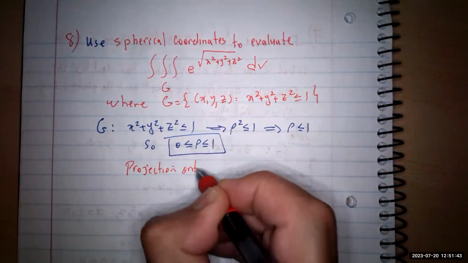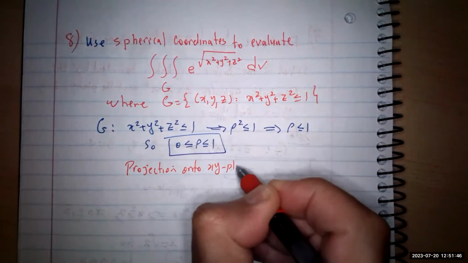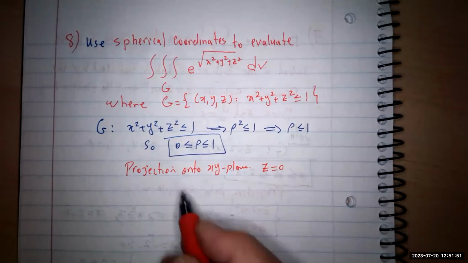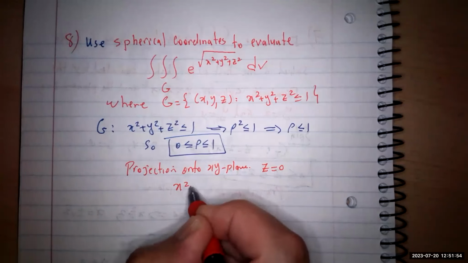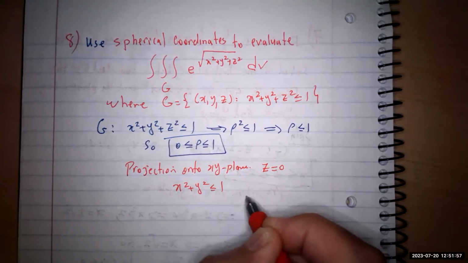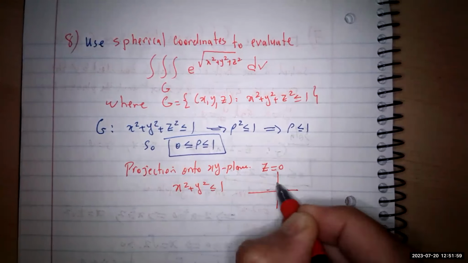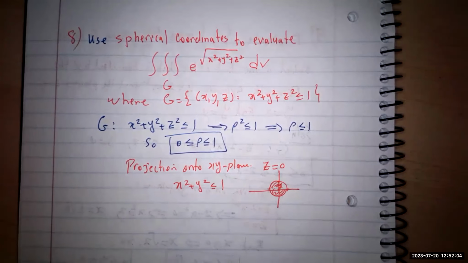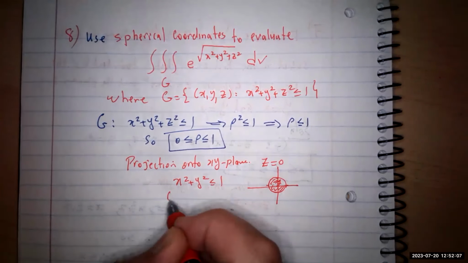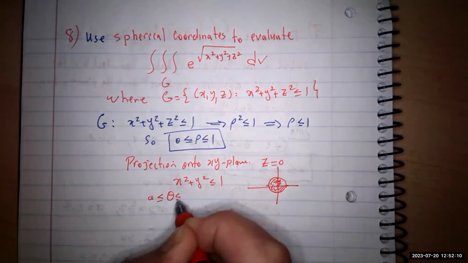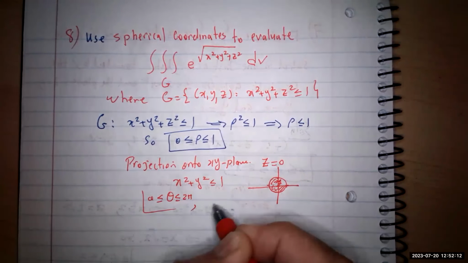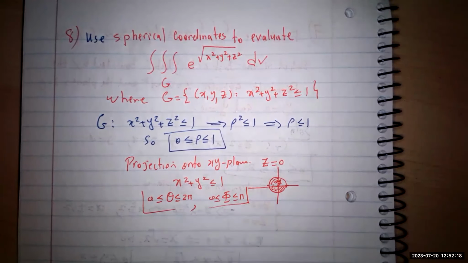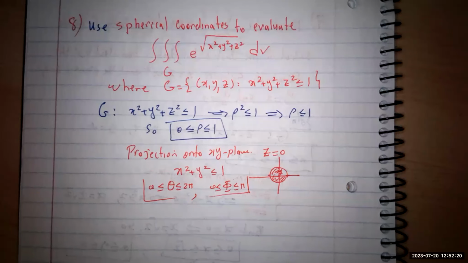Projection onto the XY plane by letting z equal to 0. So we end up with x squared plus y squared less than or equal to 1, which is going to be a unit circle. Okay, everything inside this circle. So this quickly means the polar angle theta is 0 to 2 pi. The inclination angle phi is 0 to pi. So we have all the limits. Now we go for it.